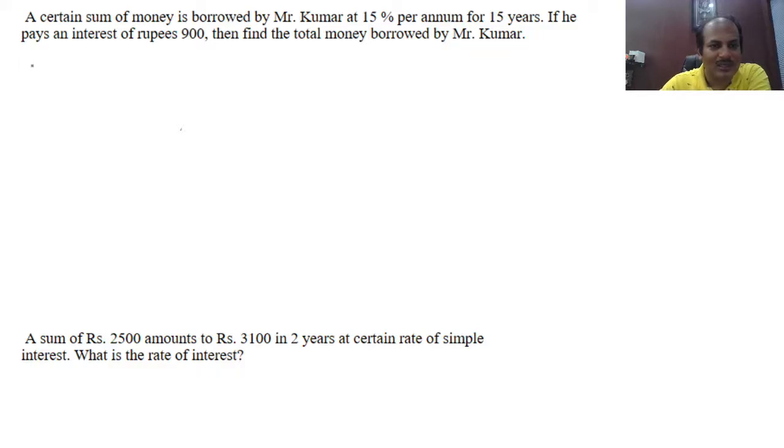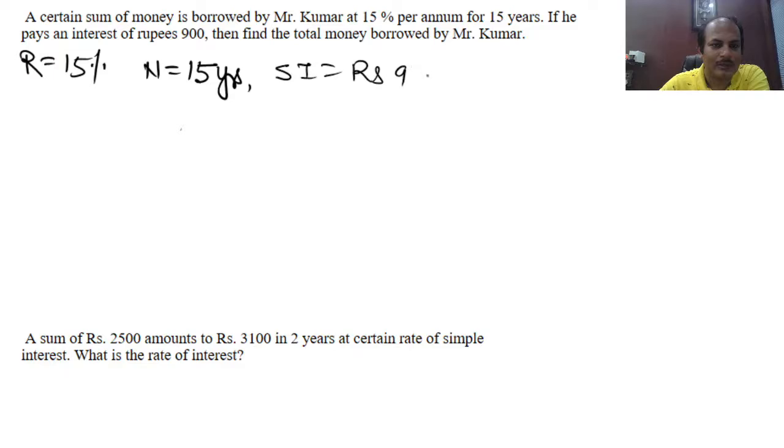It says at 15% per annum. So rate of interest is 15% for 15 years. So n is equal to 15. He pays an interest of rupees 900, means SI is equal to rupees 900. What is being asked? Principal. That is, what is the sum borrowed? So principal is equal to what?